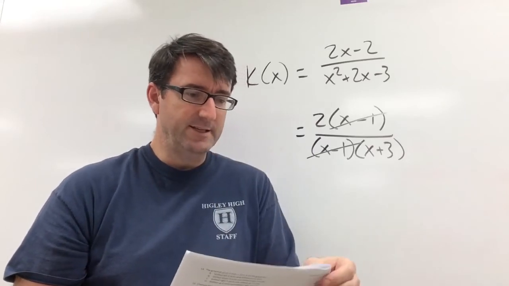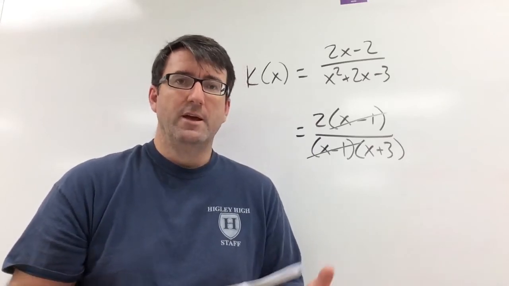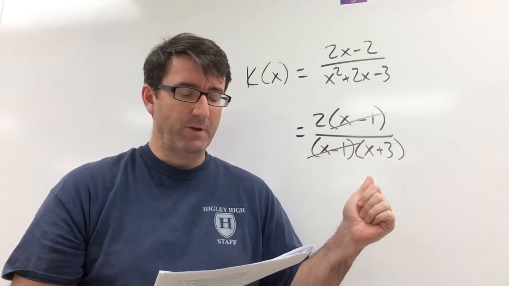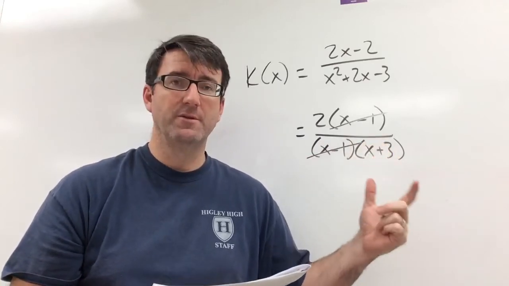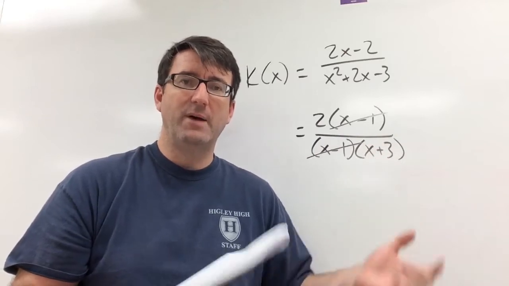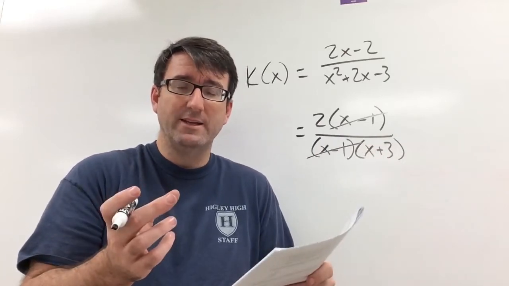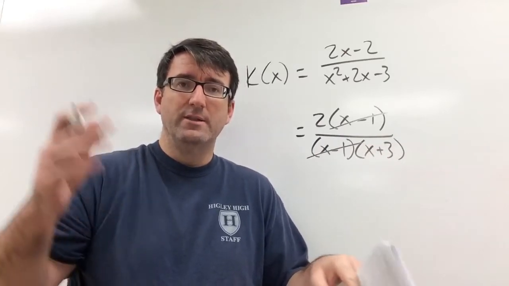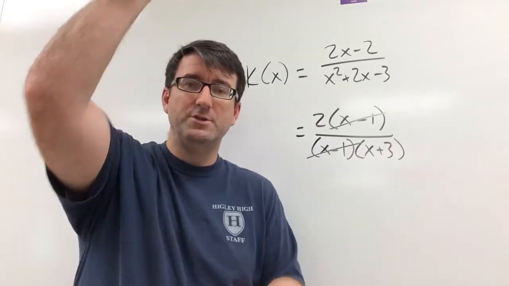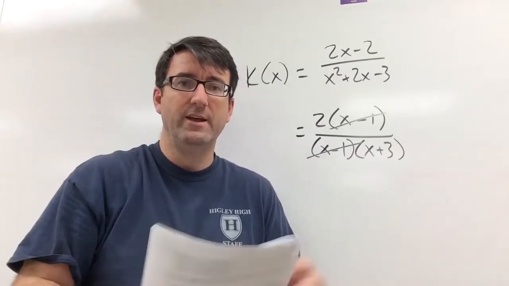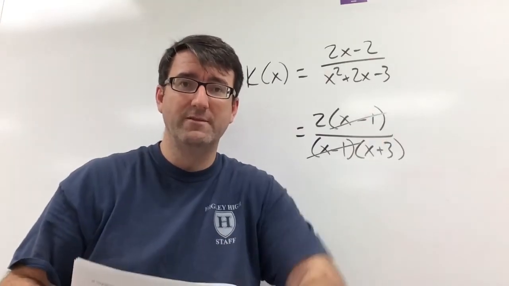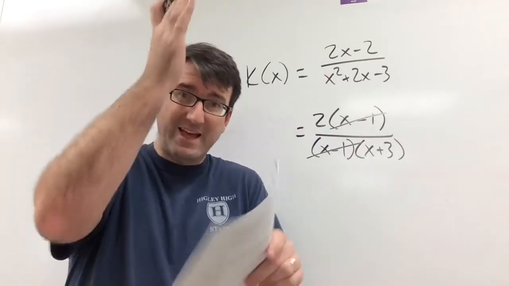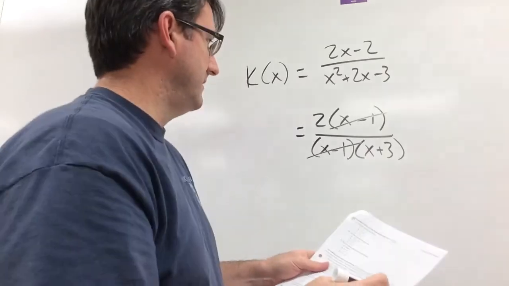Number 19 says find the vertical asymptote. The vertical asymptote in these rational functions comes from the fact that we can't divide by 0. The closer we get to dividing by 0, the function is going to shoot off toward infinity on one side and toward negative infinity on the other side. And so we get that asymptote happening there.